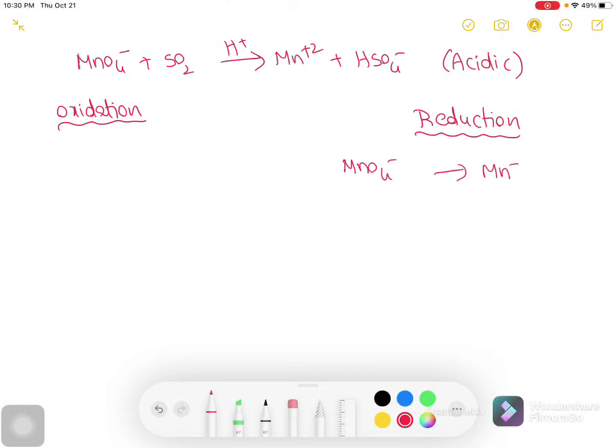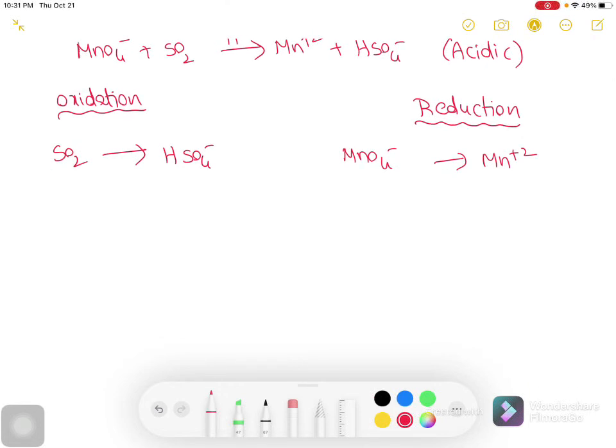Right? And then automatically the second one is oxidation. SO2 gives rise to HSO4 minus. See here, number of oxygens increases. Increase in oxygens, oxidation; decrease in oxygens, reduction. Similarly, increase in hydrogens, reduction, and decrease in hydrogens, oxidation. So first of all we have to divide into two parts, oxidation and reduction. Then we need to balance one by one.